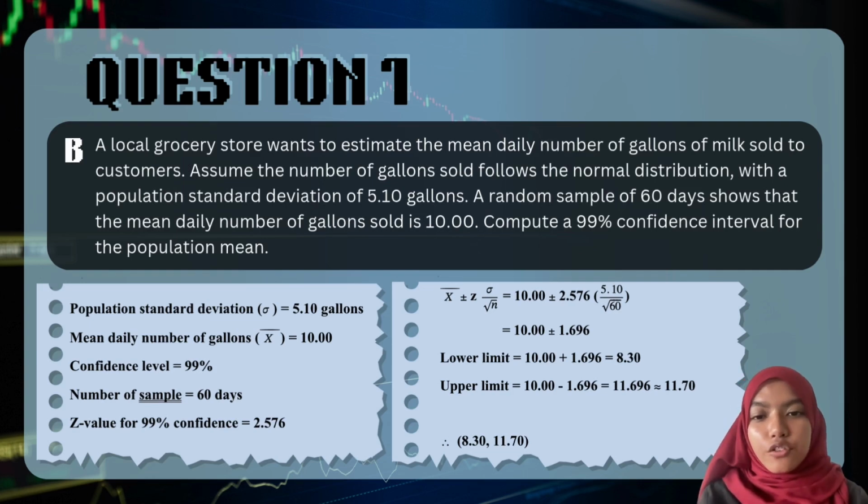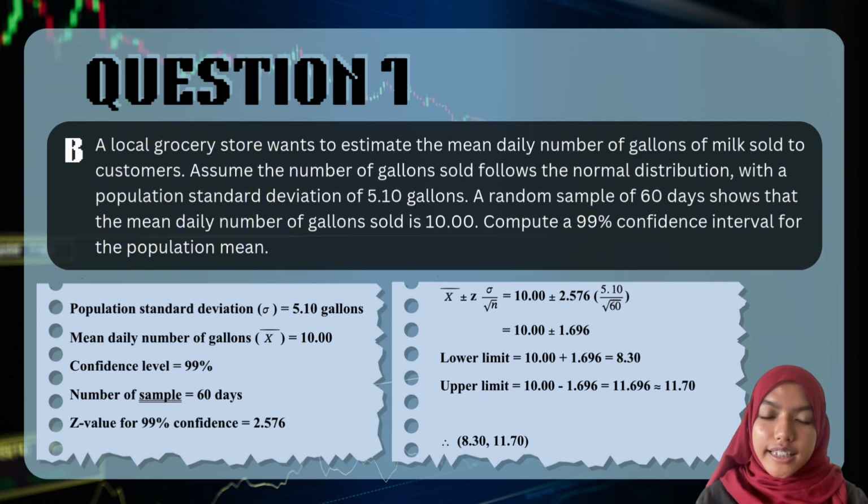Hence, we will use the confidence interval formula for a known standard deviation, which is sample mean plus or minus z value times population standard deviation over square root of the sample size n. Firstly, we will substitute the values into the formula. We will get 10 plus or minus 2.576 times the value in a bracket, which is 5.10 divided by the square root of 60.